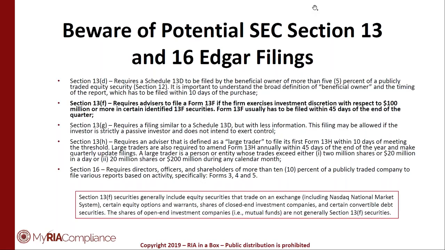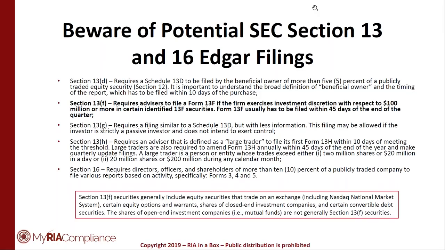There are a few other types of filings which impact RIA firms from time to time as well. Particularly, I'd highlight the Section 13D, if the firm is a beneficial owner of more than 5% of a publicly traded equity security. Sometimes the 13H will impact some larger firms as well. We call it the large trader filing. I believe the threshold is 2 million shares or $20 million of value in a day, or if you trade 20 million shares or $200 million of value during any calendar month, you're going to need to file a Form 13H.